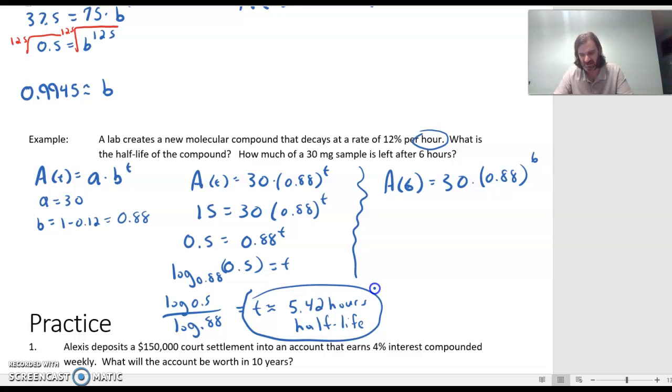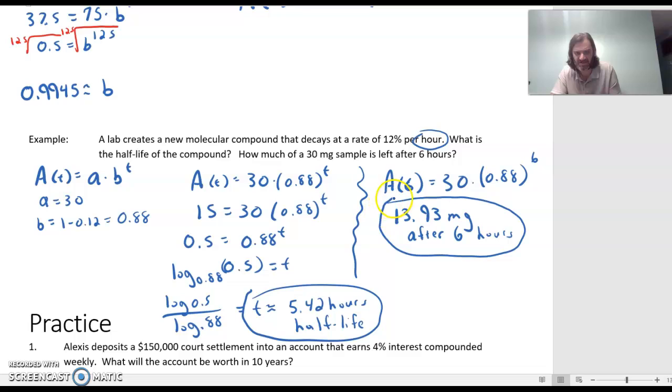So let's see here. I'm going to do some calculating. I get that after 6 hours, we have 13.93 milligrams left. And that's after 6 hours. But we were given information about how it changed, so we could actually find the half-life. So if we want to know when to go back and there'd only be half of it left, we know that's around this 5.4 hours. All right, good stuff.